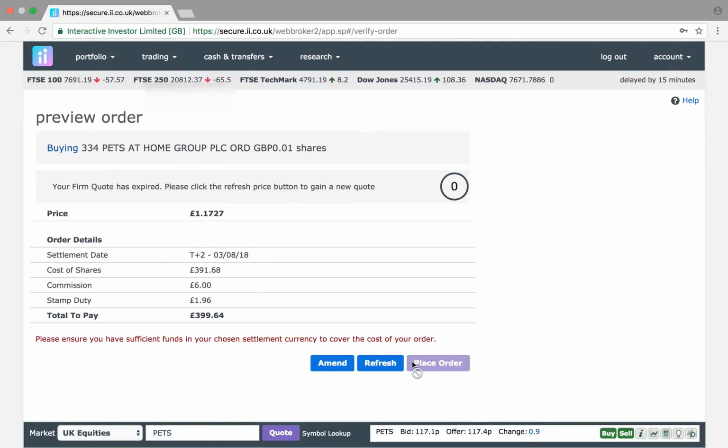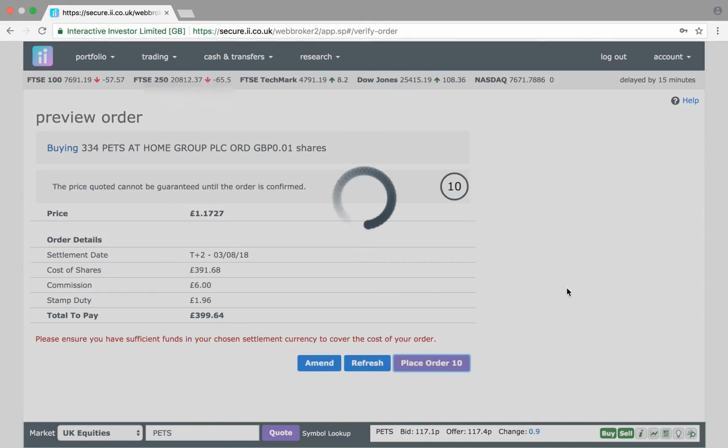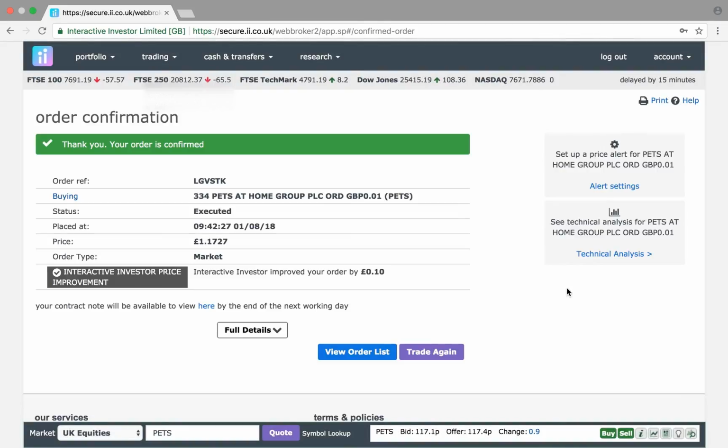And you have 15 seconds to place your order. If you don't place it in that time, then you have to refresh the quote so that the quote is very much up to date. So I'm just going to refresh that and make sure all the information is what you want. And then I'm just going to place the order. And there you go, your order is confirmed.